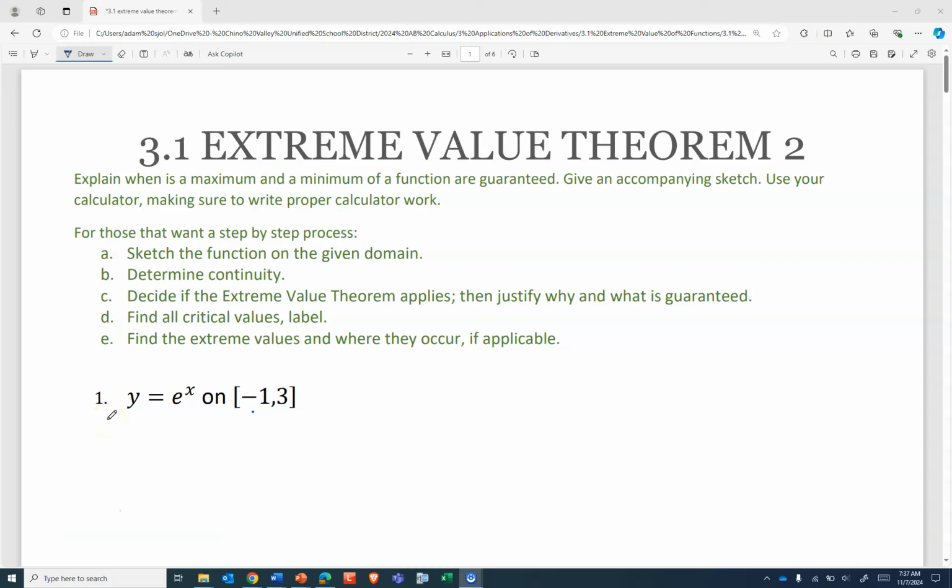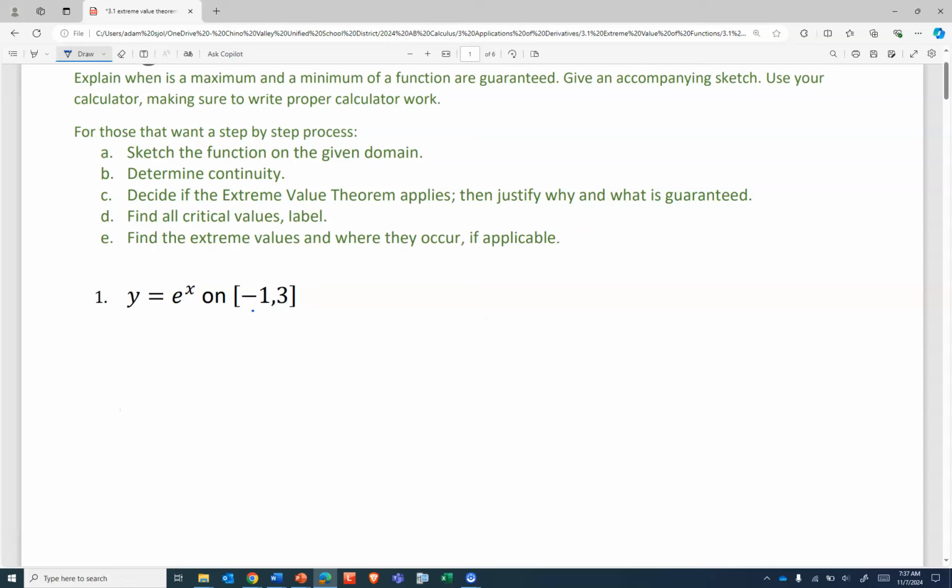Let's do some examples. Let's do your homework on extreme value theorem. So we're going to be looking for maximums and minimums. We're going to make a sketch. I want you to be able to picture everything, which really makes your life easier. It should help you know what you need to write down, or at least where we're going.